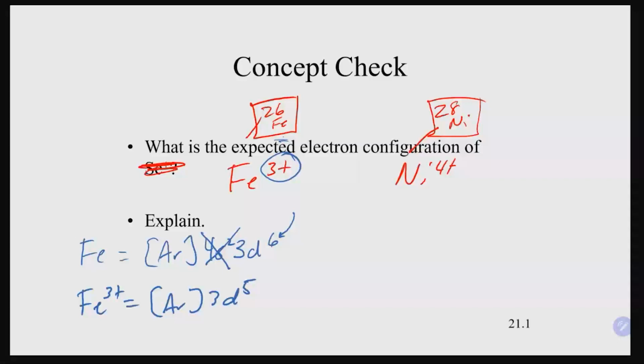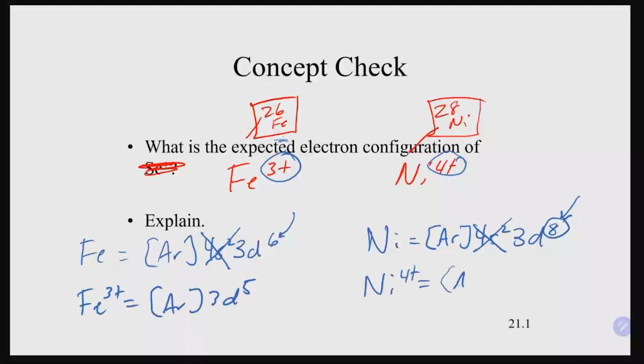Looking at nickel, nickel with no charge is going to be argon 4s2, and then 1, 2, 3, 4, 5, 6, 7, 8, 3d8 here. Once again, it's got a +4, which means it has lost 4 electrons. We're going to dump the s electrons first. Then we'll take out 2 of the d electrons, and that is going to leave us with argon 3d6 in this case. Any questions on how to write electron configuration?